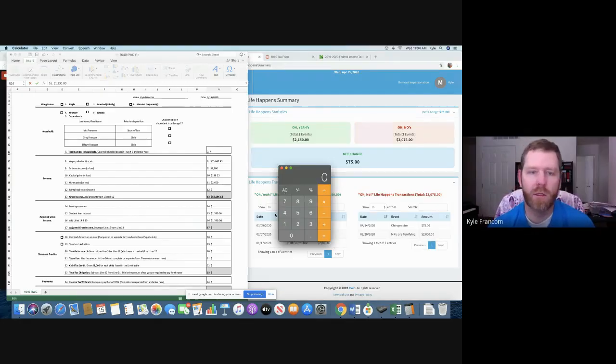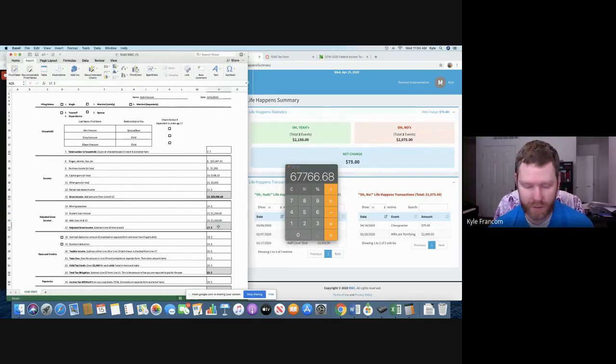Okay, so I take line 13, which was $69,096.68, and I'm going to subtract my student loan interest, which was $1,330. So my adjusted gross income is $67,766.68. That is what they call my AGI, or my adjusted gross income.